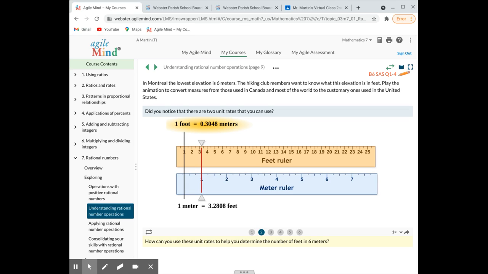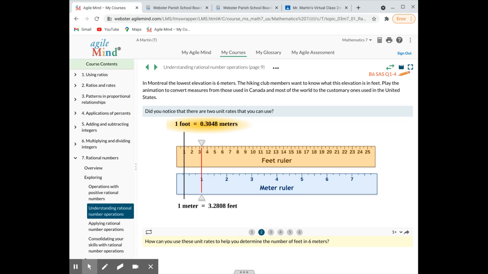So we know that we're looking at a proportional relationship here, showing that a meter is 3.2808 feet. So 2 meters would be double that. 3 meters would be triple that. 4 would be quadruple. 5 would be, et cetera, et cetera. All right. It's going to continuously go at the same rate.